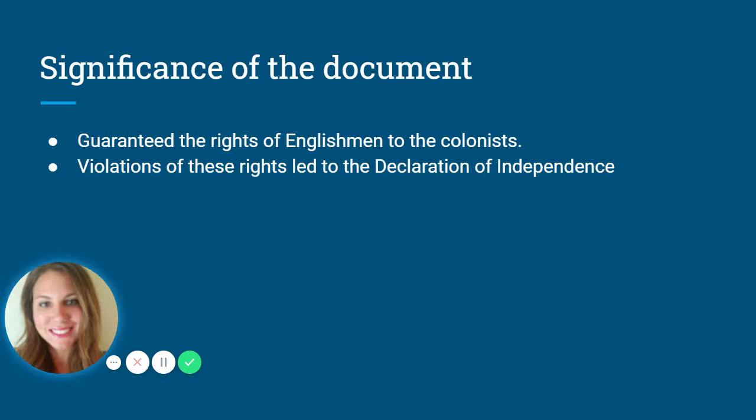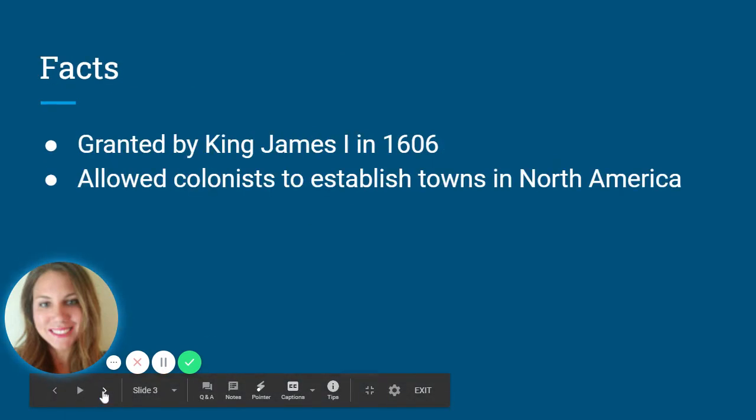The king said, you have these rights, and when you come to America, you'll have the same rights as all Englishmen. Okay, well, we know that didn't happen because, for one, they didn't have a right to a trial by a jury of their peers, because a lot of times the governor of the colony was the one that sentenced them to whatever punishment they had. So these violations of these rights actually directly led to the writing of the Declaration of Independence and ultimately the Revolutionary War. So this was a big deal.